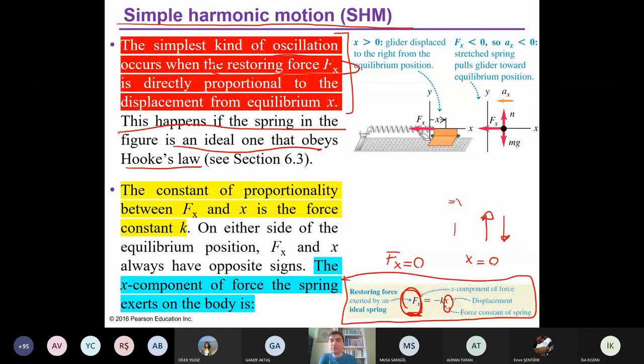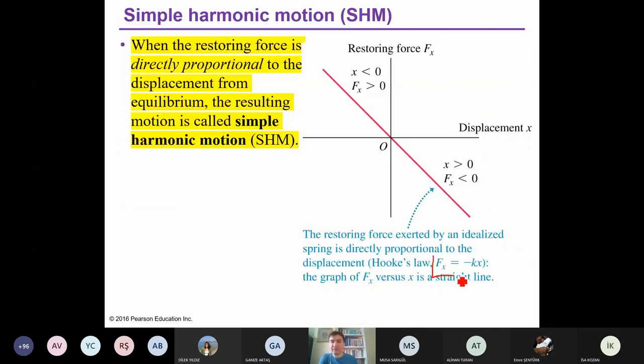So what about the relation between the restoring force and displacement? Here we have Fx on this axis, restoring force Fx, and here we have displacement x on the right side. This axis is the displacement, and this axis is the restoring force, and we have this type of relation.